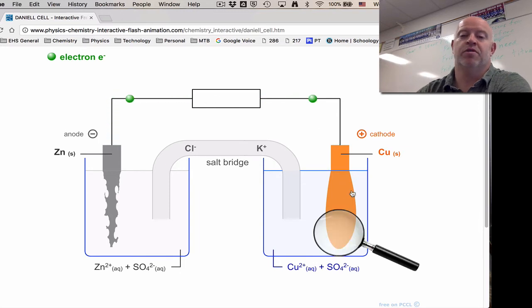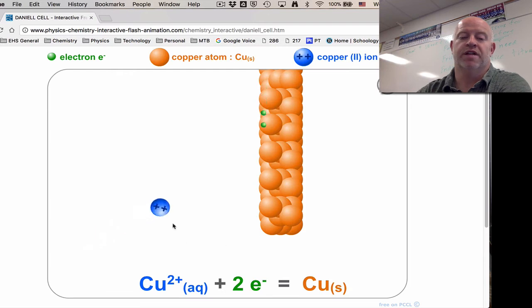Then at the cathode, we should be gaining electrons for the copper. In this case, we have copper ions, and they bump into this copper plate that has these extra electrons. So these coppers are gaining 2 electrons, and as they gain electrons, they get reduced, right? Gaining electrons is reduced. LEO goes GER.